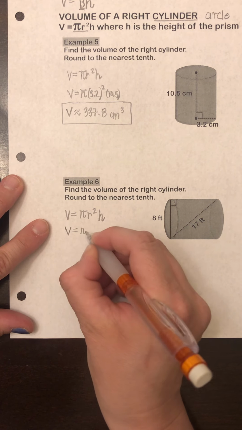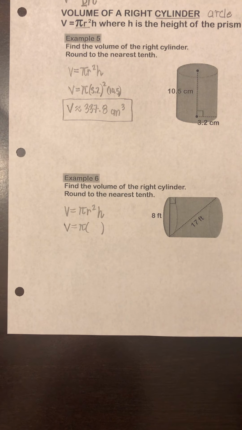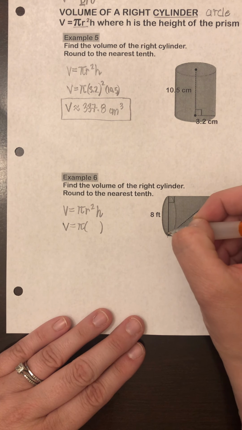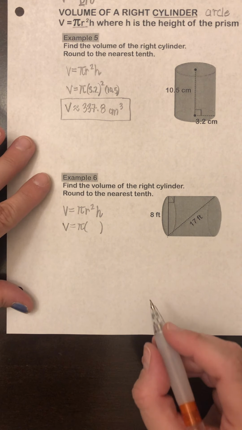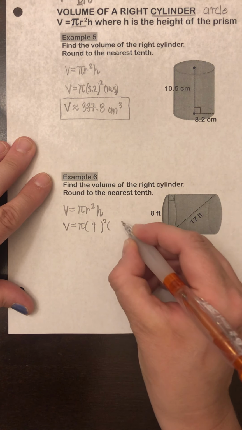So let's see what we've got. Pi times the radius. Okay, look at the picture. They gave us all the way across, the diameter. How do we find the radius? You chop it in half. So what is half of 8? That is 4. So we have our radius.